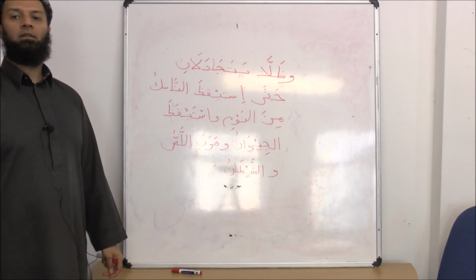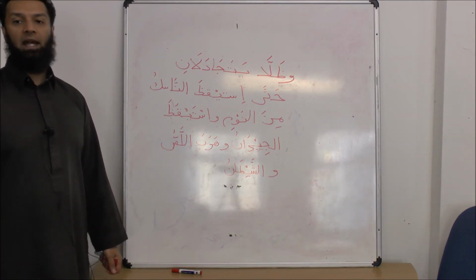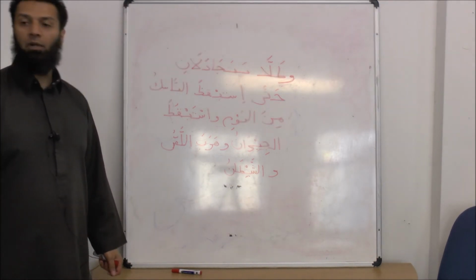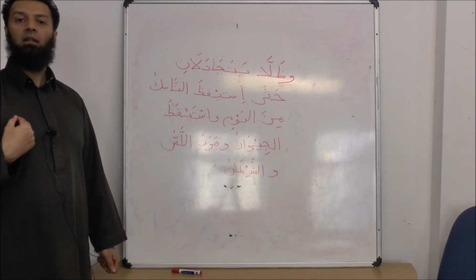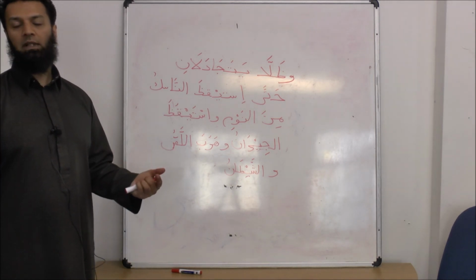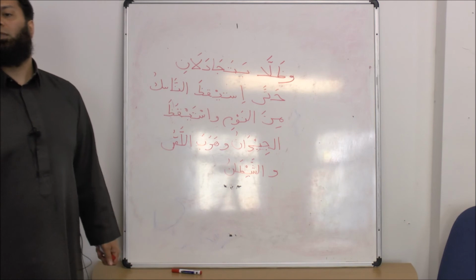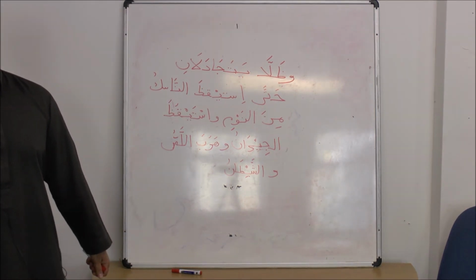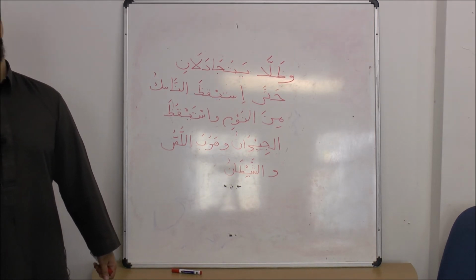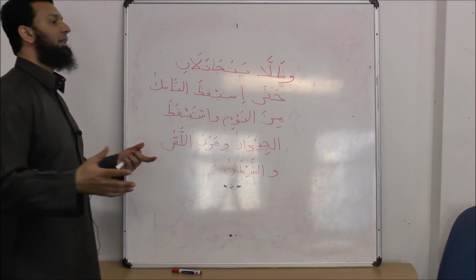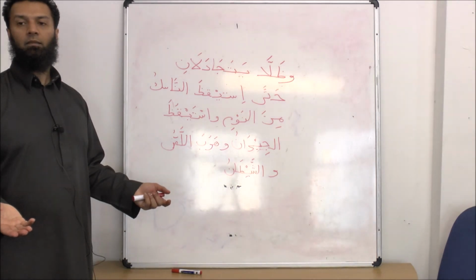And also, أتمكن من means I'm able to. For example, أنا أتمكن من قراءة القرآن. I'm able to read the Quran. So you just have to think of different examples that involve an ability to do something.